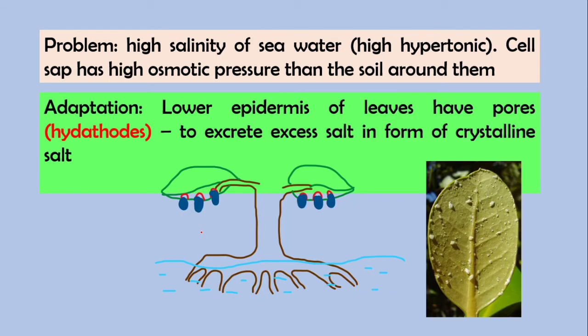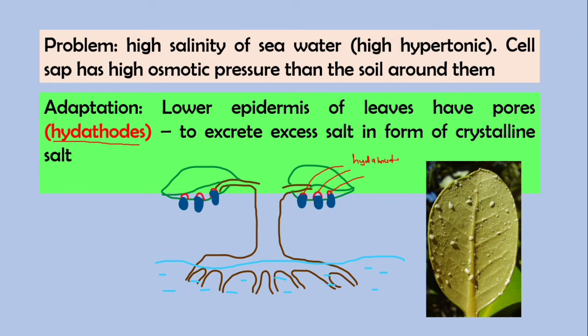Next problem is high salinity of seawater, which means the seawater is more hypertonic. The cell sap of mangrove plants has lower osmotic pressure than the soil around them. So how to overcome this problem? So the lower epidermis of the leaf has pores. This pore we call hydathodes. Okay, dekat bawah permukaan daun mangrove ini dia ada pore. Dia ada lubang-lubang. So this pore we call it as hydathodes.